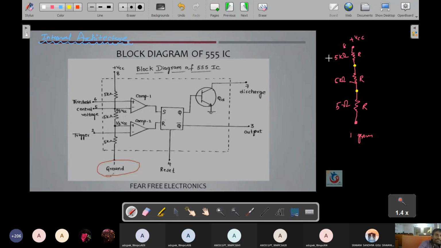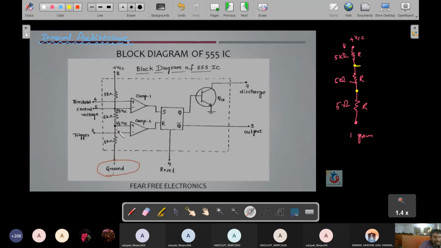At this point, I'll give one comparator. This comparator is nothing but an operational amplifier. It is a comparator in an operational amplifier. So I'll connect it at one terminal. See here, the black color dot is there. I'll explain. This is the one terminal, connected to the first comparator, and the same for the other resistor.